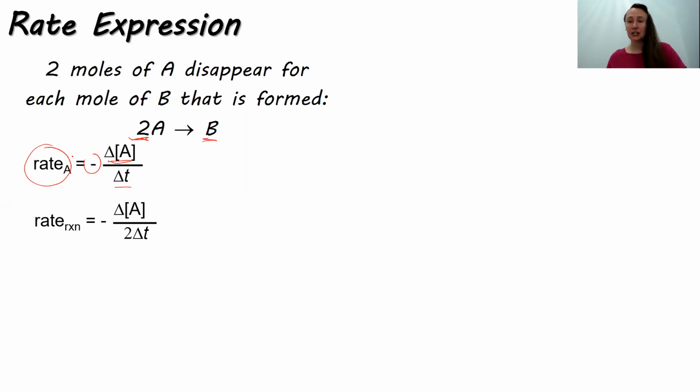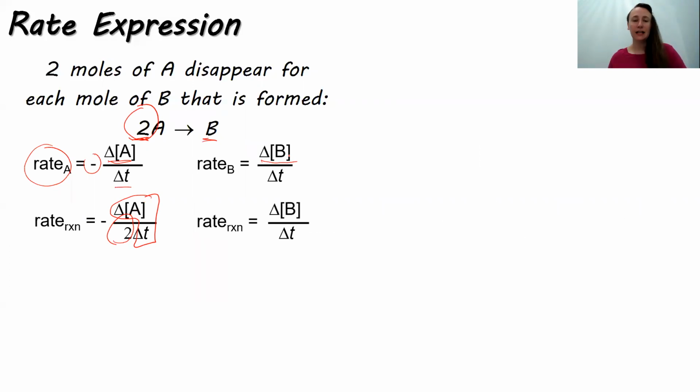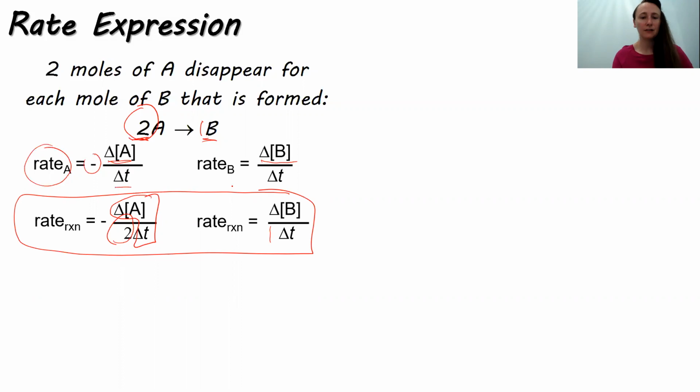The rate of the reaction, however, is the change in concentration of A over the change in time, so the rate of A now divided by its stoichiometric coefficient. The rate of B is the change in the concentration of B over the change in time. And the rate of reaction is the same because it has a coefficient of 1. So when you divide by 1, it's the same thing. So both of these represent the rate of reaction, and we can set them equal to each other.